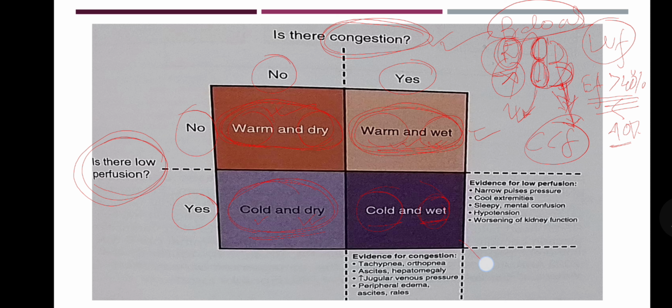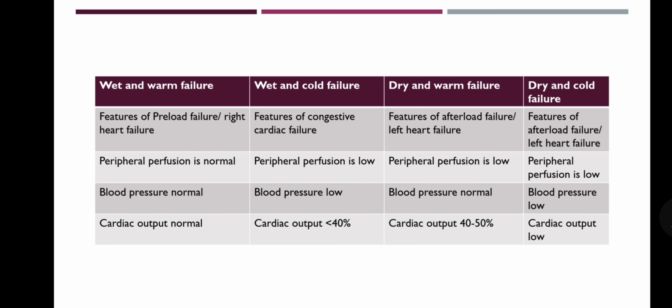So when a patient comes with heart failure, we have to see if congestion is present or not, and the perfusion of the heart. If the perfusion is low, that means the child is in heart failure with shock. And when there is congestion, that means there is right heart failure. When there is right heart failure along with shock, that is called congestive heart failure with shock. When there is only right heart failure without shock, that means right heart wet and warm failure. So this is the basic wet and warm failure.